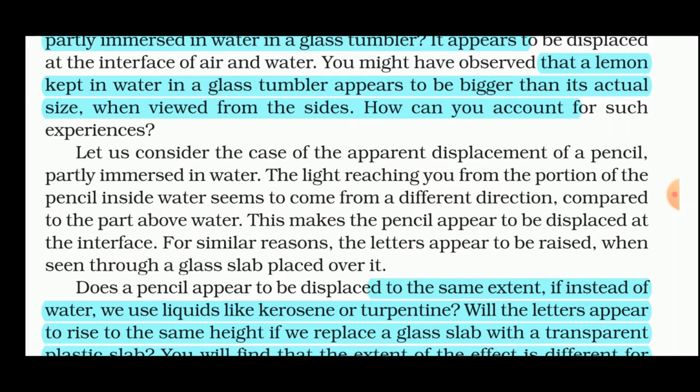Apparent means it is not the actual. It looks as if the lemon is bigger, but it does not become big. The image looks bigger. Then the depth of the pond or a swimming pool does not reduce. Its apparent depth becomes less, meaning the depth appears to be less.